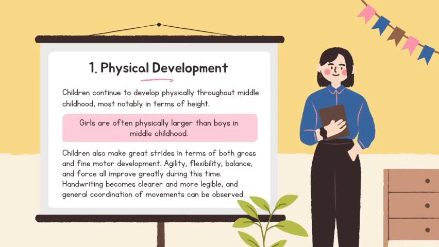Children continue to develop physically throughout middle childhood, most notably in terms of height. Children also make great strides in terms of both gross and fine motor development. Agility, flexibility, balance, and force all improve greatly during this time. Handwriting becomes clearer and more legible, and general coordination of movements can be observed.